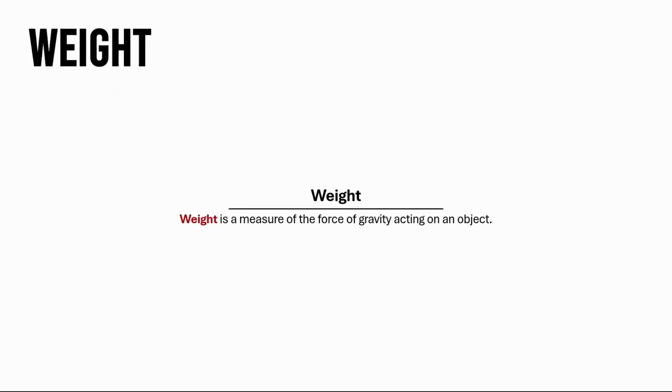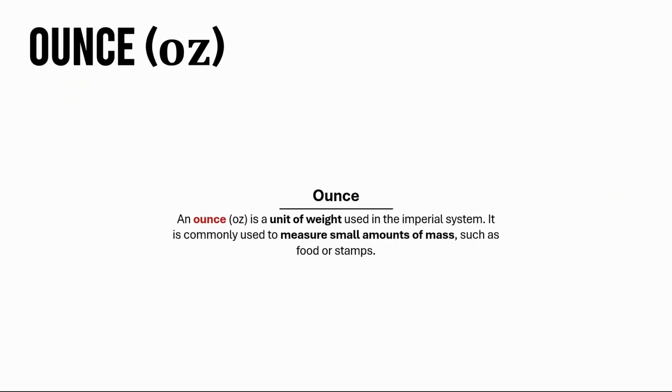Weight. Weight is a measure of the force of gravity acting on an object. Ounce. An ounce, OZ, is a unit of weight used in the imperial system. It is commonly used to measure small amounts of mass, such as food or stamps.